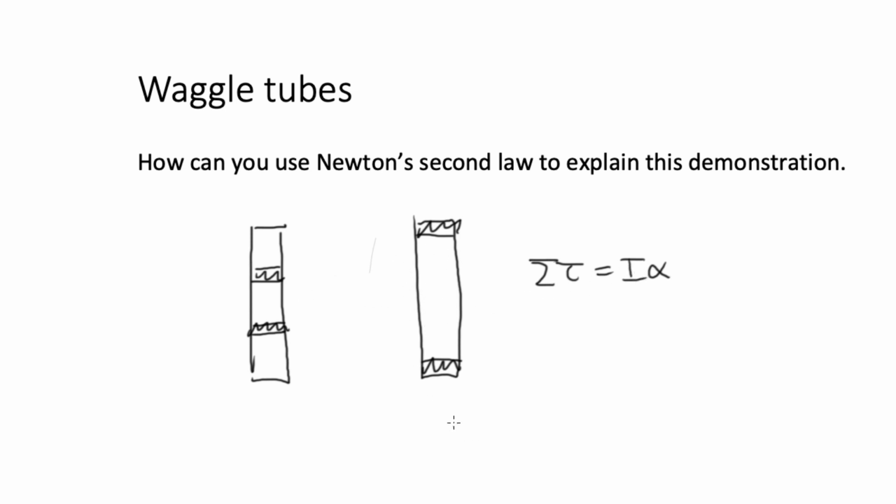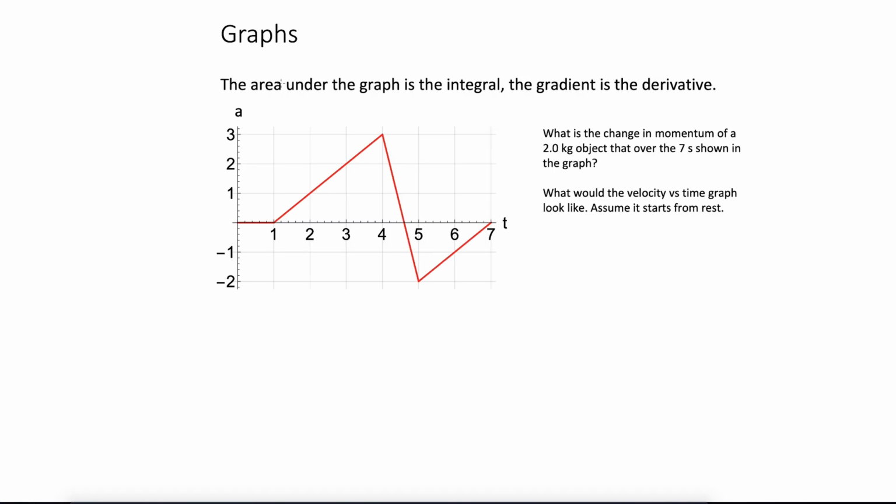Because this one here has a much higher moment of inertia, as the masses are much further from the point about which these tubes were being waggled, and so you had to apply a lot more net torque to this one to cause the same angular acceleration. Now, we've also been considering how we can interpret graphs. So whenever there's an integral, we can find the integral by working out the area under the graph. And if there's a derivative, then we can find the derivative by taking the gradient of the graph.